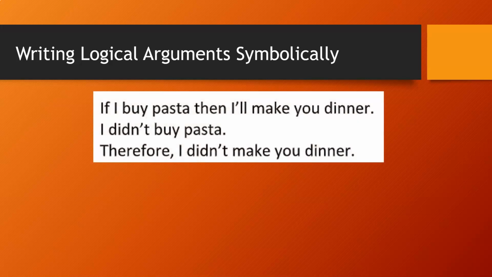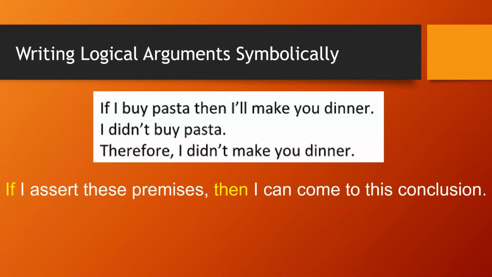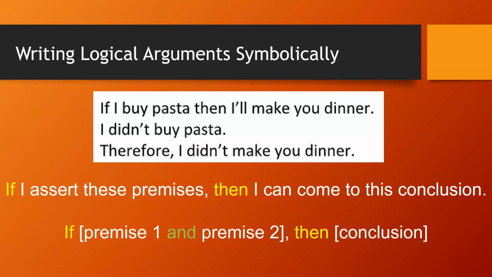Now we've got the individual sentences written in terms of symbols, but what we would really like to do is take this entire logical argument and write it as one symbolic statement. So here's what we need to think about. With every logical argument, what we're saying is that if we assert the premises, then we can come to the conclusion. In this particular logical argument, we do have 2 premises. So we could say, if I have premise 1 and premise 2, then I have the conclusion.